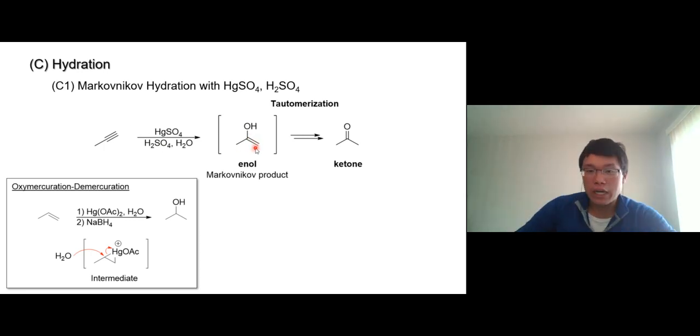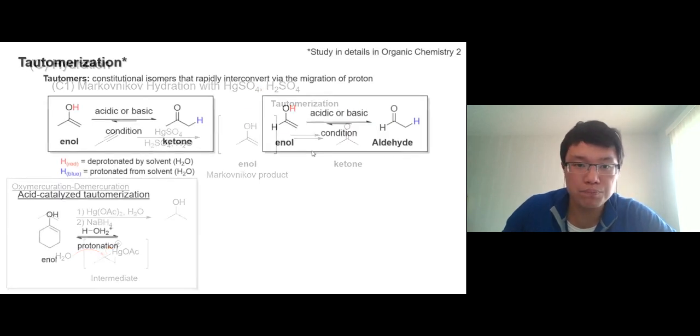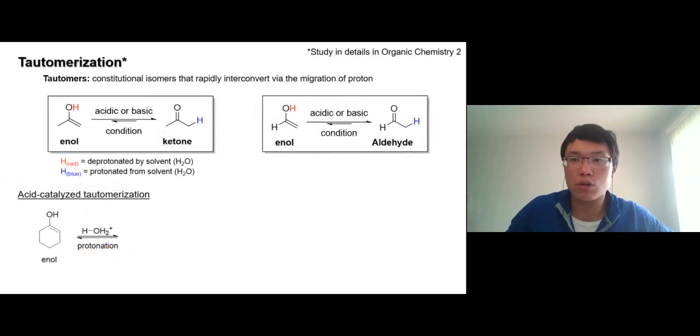All right, so then you're going to get an enol product. We'll talk about this in a bit, and then it tautomerizes to the ketone. Okay, and we have to talk about the tautomerization right here. All right, so real quick about tautomerization. You will learn about this in more detail in organic chemistry too. If you take it, if you don't, just look at right here.